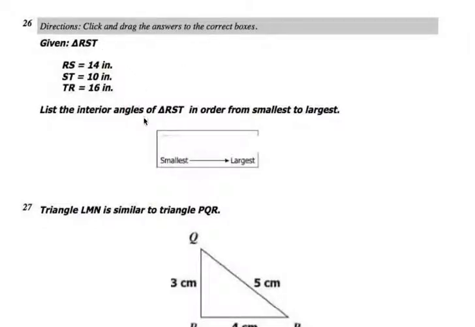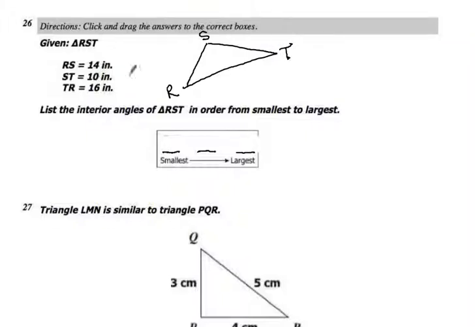Click and drag the answers to the correct boxes. All right, so you have little lines right here, or little boxes, where you're supposed to just click and drag the angles from smallest to largest. Okay? Well, first of all, here's our triangle. Triangle R, S, and T.